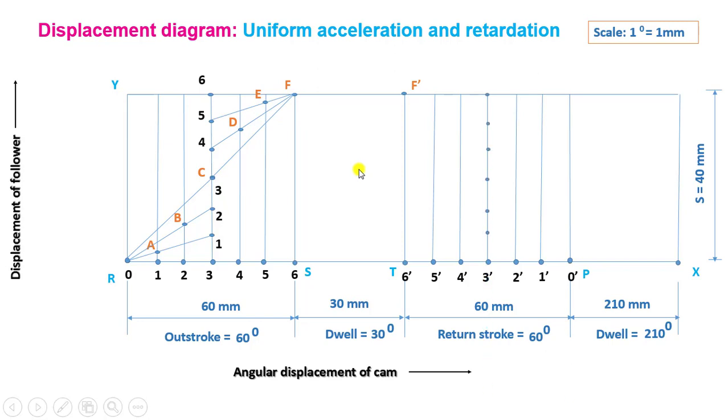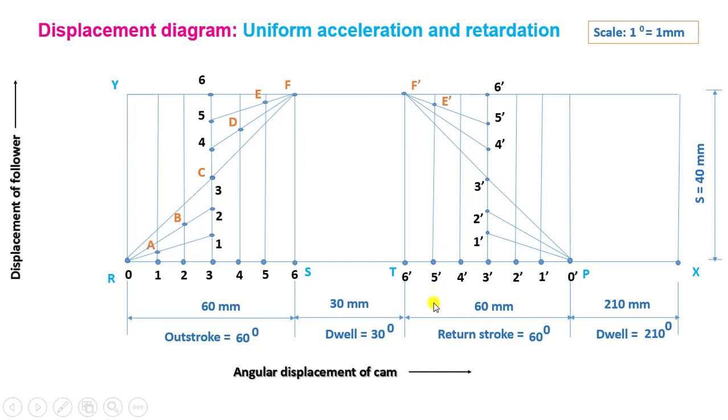Divide the vertical line passing through point 3 dash into 6 equal parts. Label it as 6 dash, 5 dash, 4 dash, 3 dash, 2 dash, 1 dash. Now connect F dash with 5 dash, 4 dash and 3 dash. Similarly, connect 0 dash with 1 dash, 2 dash, 3 dash.